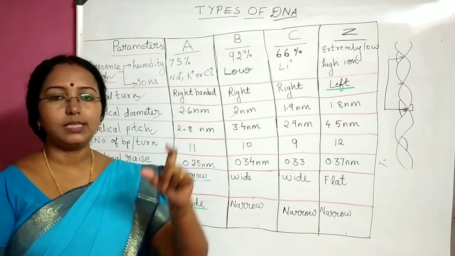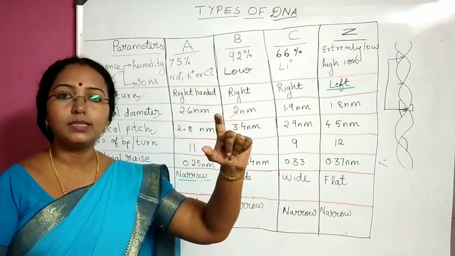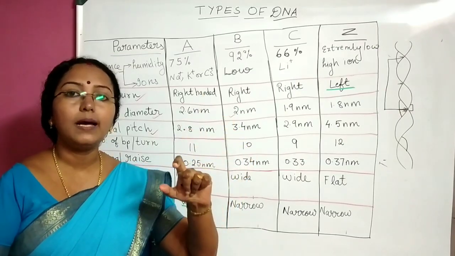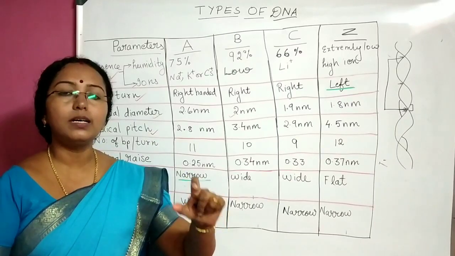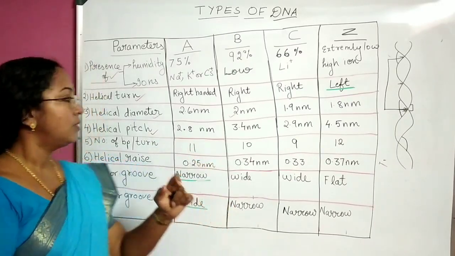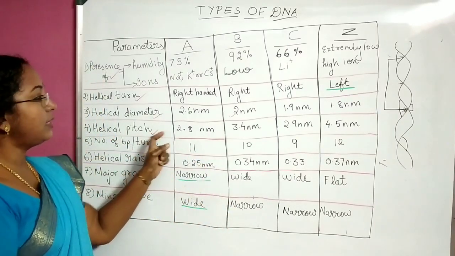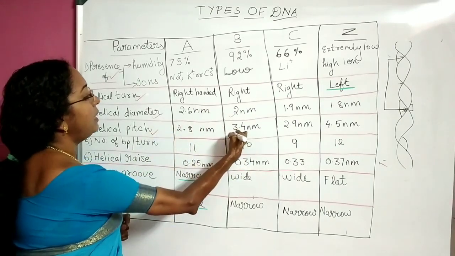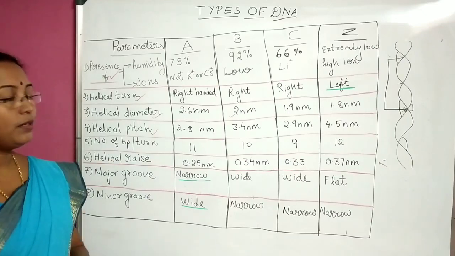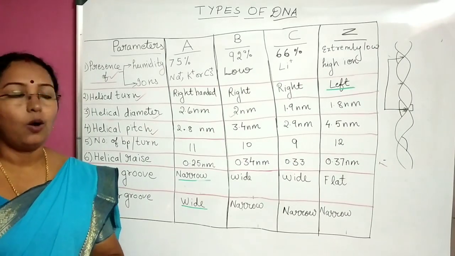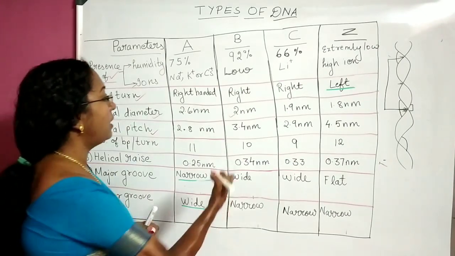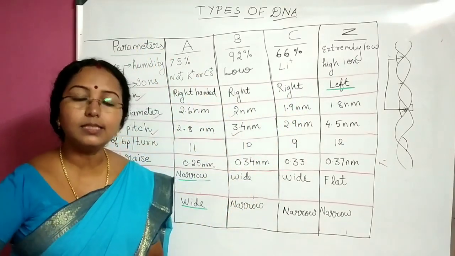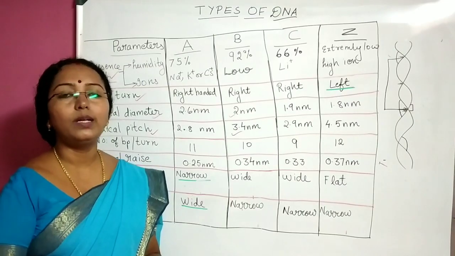Pitch of the helix. The distance between two adjacent major grooves, or the distance between two adjacent minor grooves, is called the pitch of the helix. That pitch of the helix also has a number. In the case of B-DNA, it is 3.4 nanometer, or the distance of one turn of the DNA helix. That distance is 3.4 nanometer.